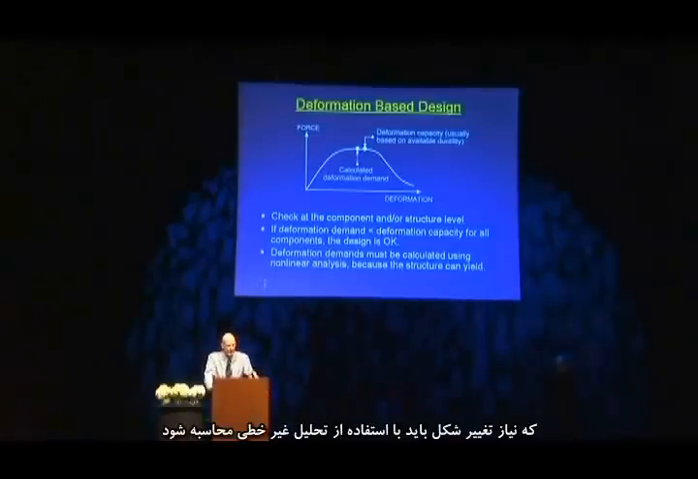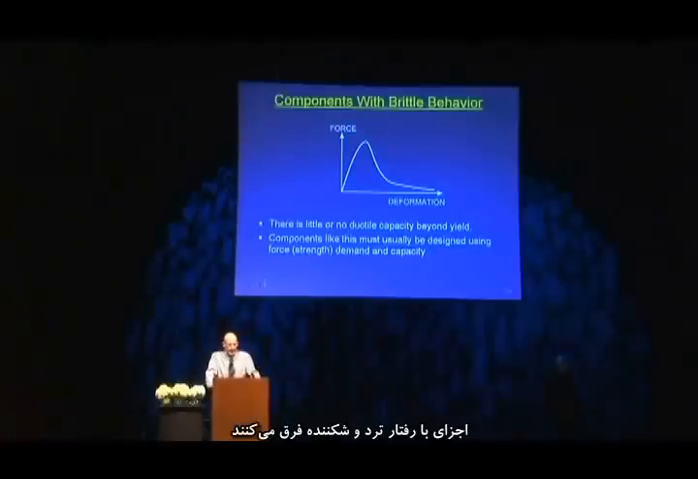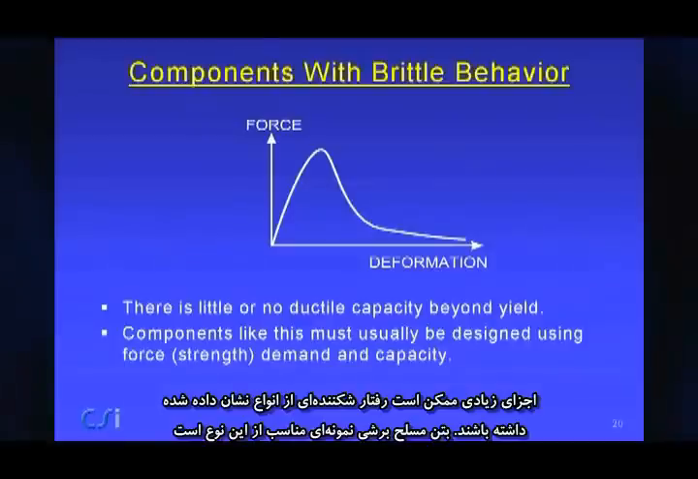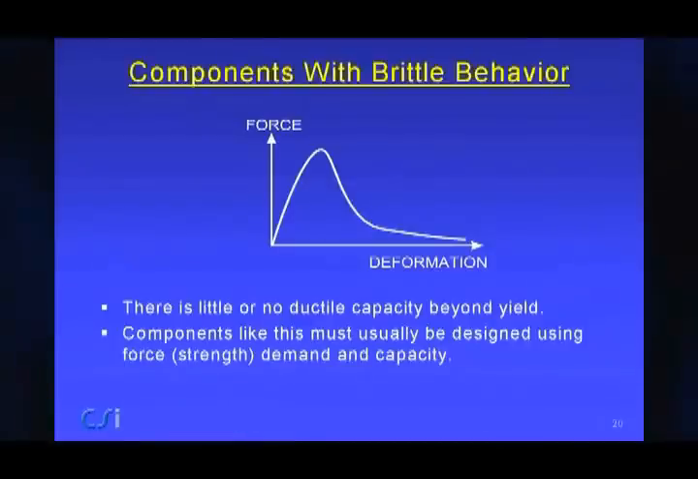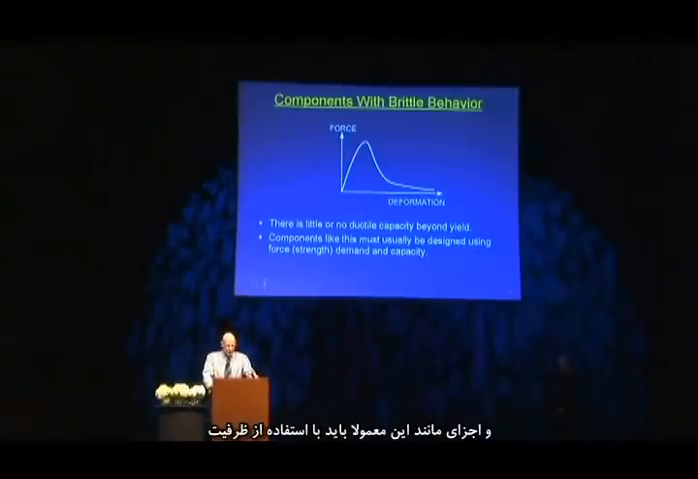And the key point here is that deformation demands must be calculated using nonlinear analysis because the structure yields and becomes nonlinear. Components with brittle behavior are different. Many components could have brittle behavior of the type illustrated here, and shear in reinforced concrete is a dominant example. There's little or no ductile capacity beyond yield, and components like this must usually be designed using the force or strength demand and capacity rather than deformation.